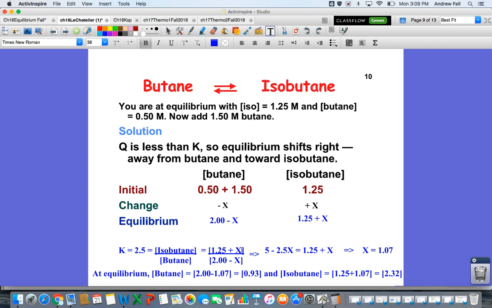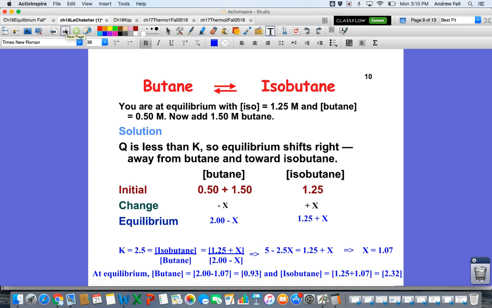So what we do is we plug in our concentrations that we use to represent those values, and we essentially just solve for X. And when we do that, we see that X is 1.07. So you could quantify how much conversion there will be. So in this case, the concentration of butane will go from 2 to 0.93 as it loses 1.07. And the isobutane will jump up to 2.32, and you'll see that that actually reestablishes the ratio of 2.5 to 1. So if you divide 2.32, the molar concentration of isobutane, by 0.93, which is your concentration of butane, you would get back to the equilibrium constant.